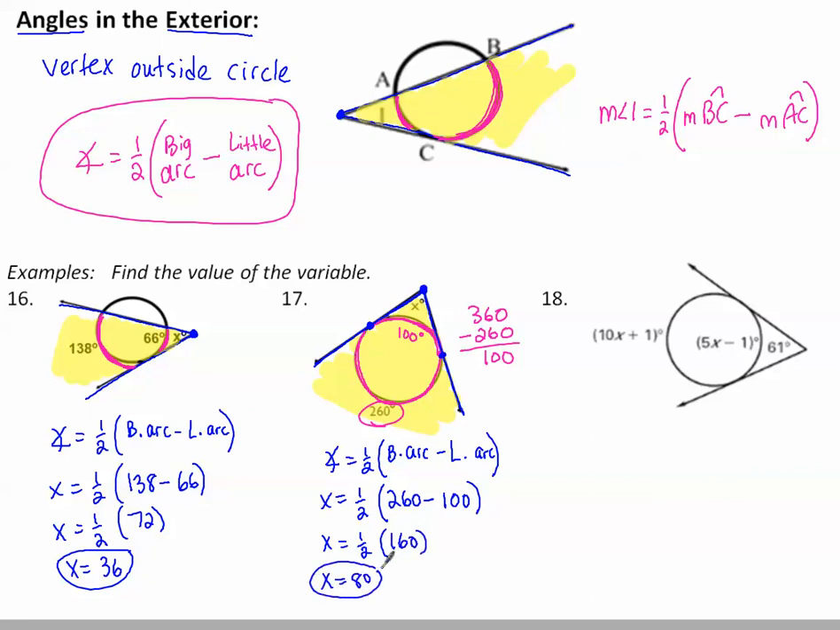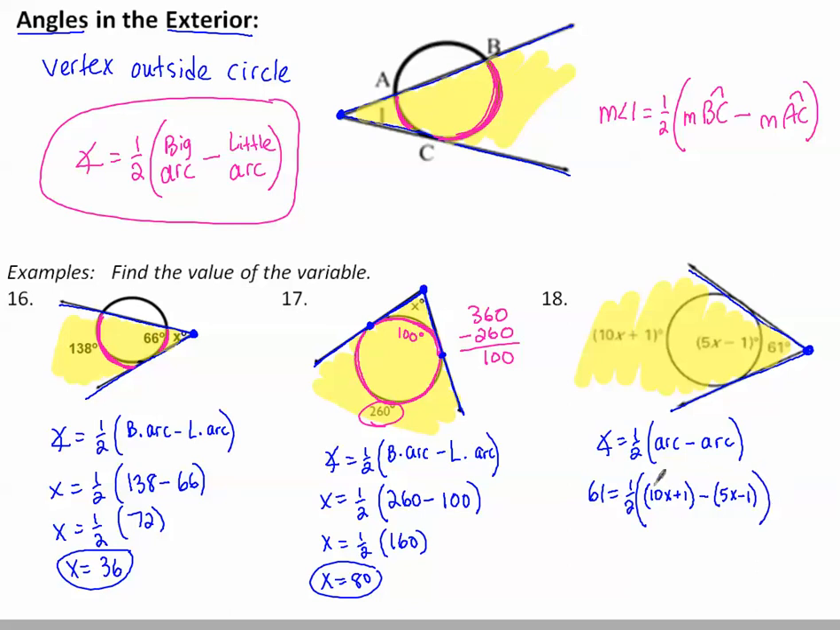And that's it. Now, sometimes you might have to deal with algebra, so let's look at this one. Angle in the exterior, angle equals half of big arc minus little arc. Really, we can just say arc minus arc, but it's good to think big minus little. So we take our flashlight and shine, and then fill in the blanks. The angle says 61, half of, the bigger arc is this one, 10x plus 1. I don't know if that's hard to read. We need more parentheses here. 10x plus 1 minus 5x minus 1 is the little one.